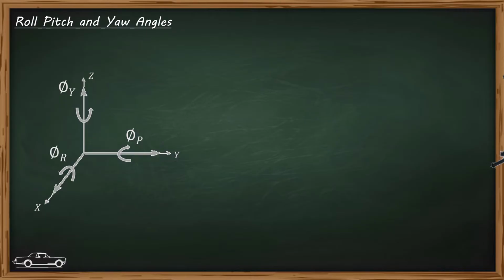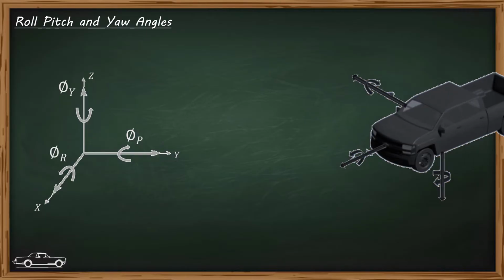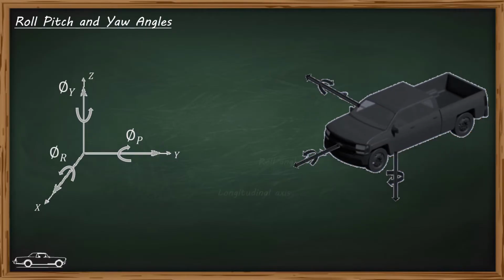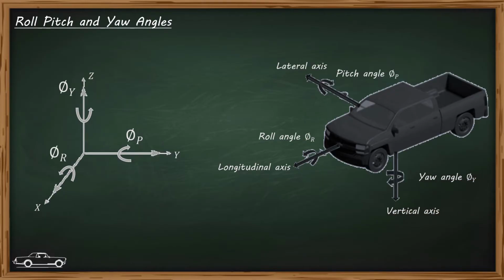If we apply the same axis system to our car, then the rotation along the longitudinal x-axis is called roll. The rotation along the lateral y-axis is pitch, and the rotation along the vertical z-axis is the yaw. Now let us understand them individually.